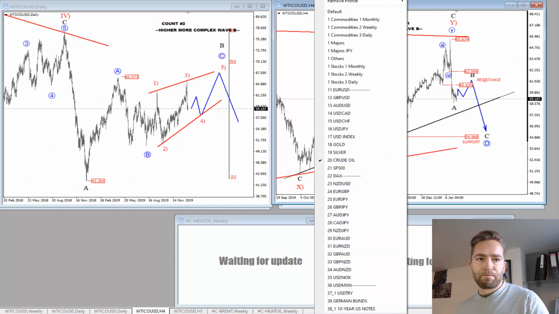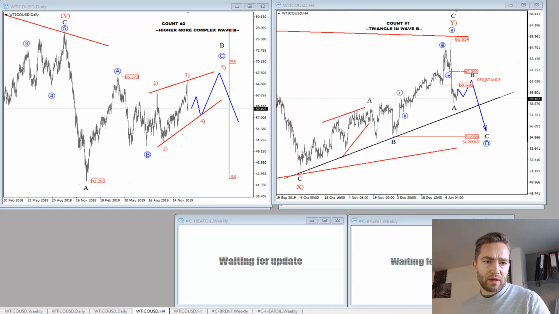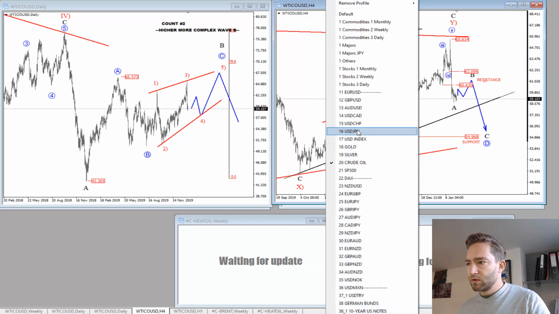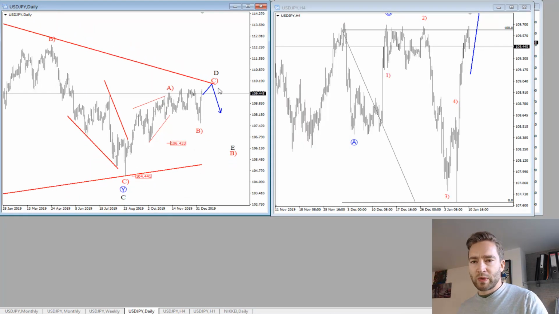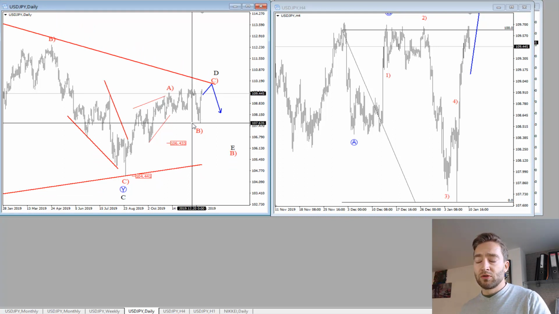Okay, let's take a look at dollar yen. Now, dollar yen made some very unexpected swings. I must admit, I have been caught on the wrong side a few times on this pair. I tried to label the end of a wave D a few times, then I was looking for continuation higher, and it didn't make any sense actually.